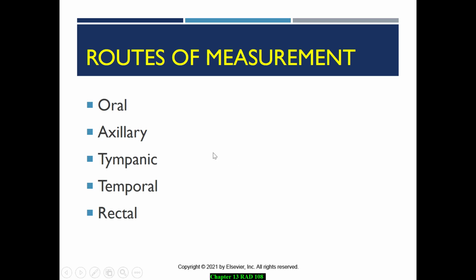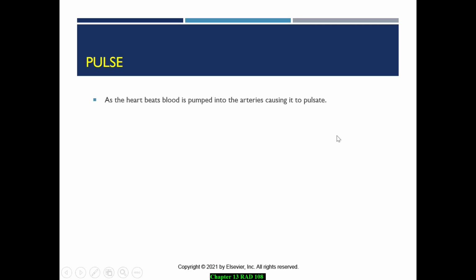For us, we typically will do oral for our measurements, or we're going to do temporal. So just like when you go into the hospitals and they're waving that thermometer in front of your forehead and doing a reading, that's what we would do in the department. So we're going to practice doing those down in lab. Same with the pulse rate.